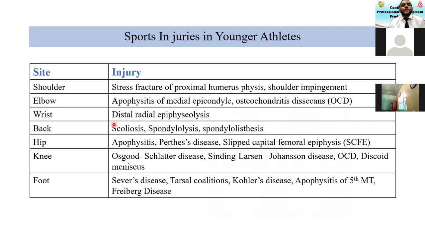Moving on to region-wise sporting injuries in young athletes, if you come across shoulder injuries, there is stress fracture of the proximal humeral physis. This is called little league shoulder, where the proximal humeral physis can go into sclerosis and separation, or even narrowing due to repetitive load. This is one of the injuries we encounter.